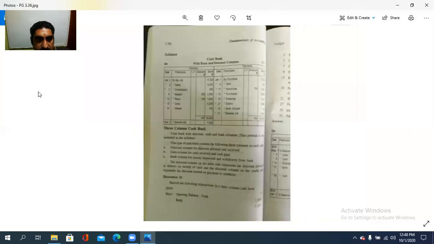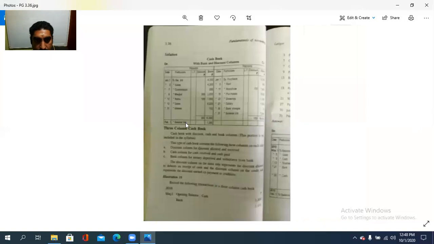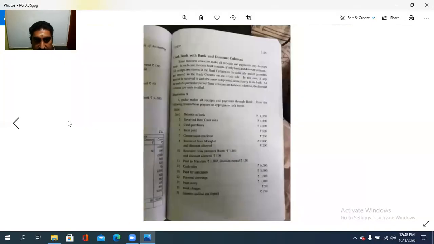See, to commission 200. Then received from Macbal 2,000 and discount allowed 200. So anything received from any person, cash is to be debited, isn't it? So here instead of cash, there is the bank book. Bank column is there. So bank account debtor to Macbal and to discount allowed. So to Macbal 2,000 and in the discount allowed column 200. Look, 200 and 2,000.